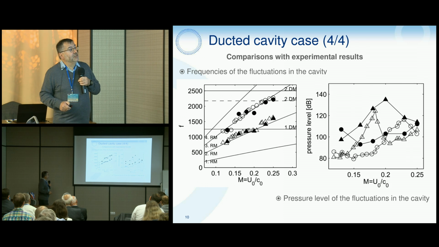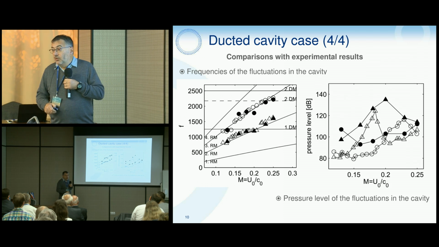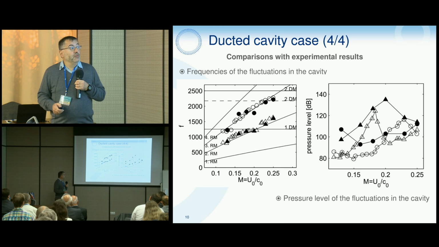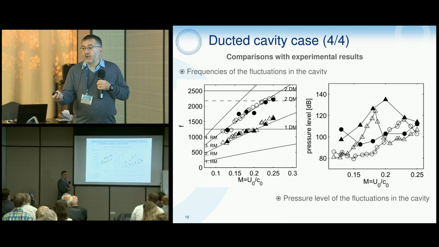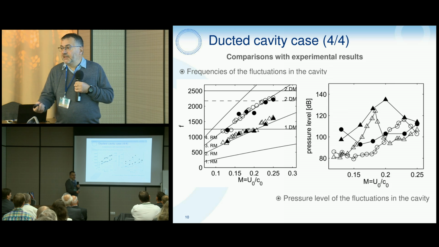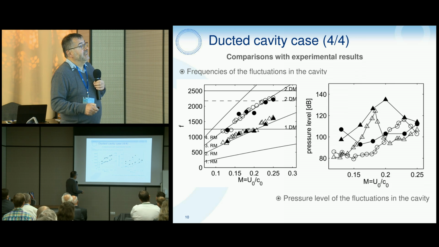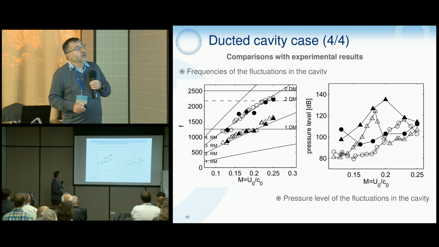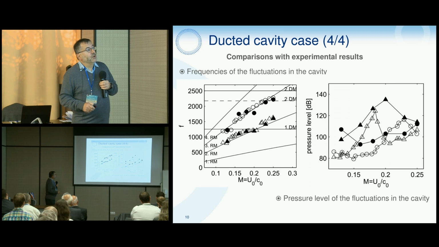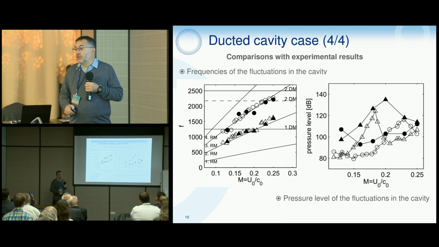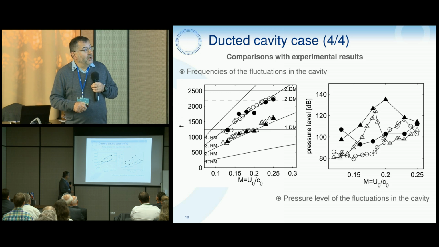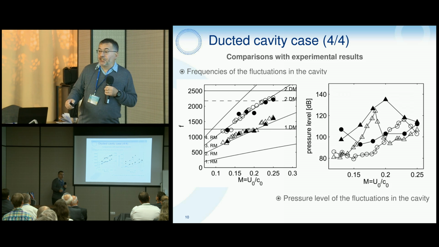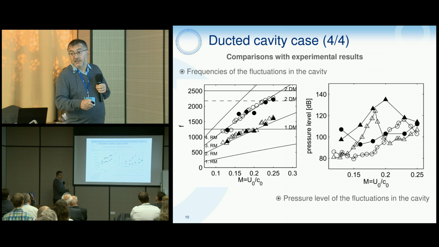But we can also compare with the experiment we made. Here we have the Mach number, here the frequency in the cavity, at the bottom of the cavity, and here the pressure level. Here RM is a Rossiter mode, that's the evolution of the hydrodynamic modes in the shear layer. And here we have the duct mode.